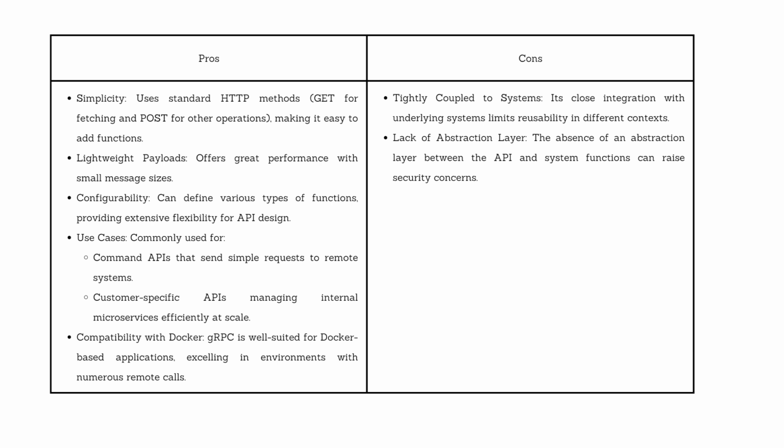Typical use cases include command APIs that send simple requests to remote systems, and customer-specific APIs which help manage internal microservices at scale with great speed. By simplifying otherwise complex remote calls, gRPC has also become a staple of the Docker-based application world, providing its value when you have a massive number of remote calls to execute.